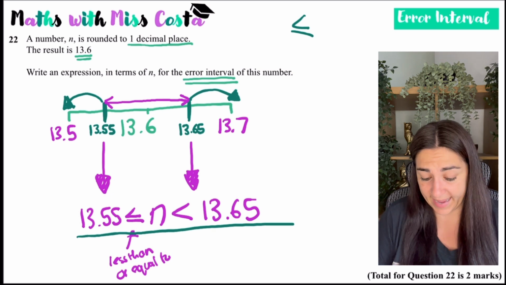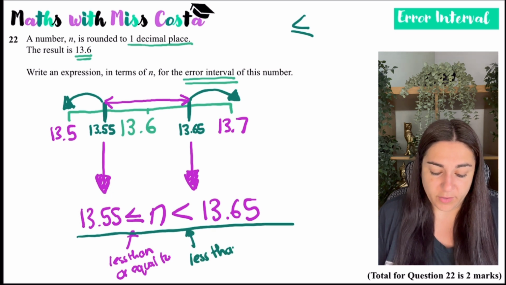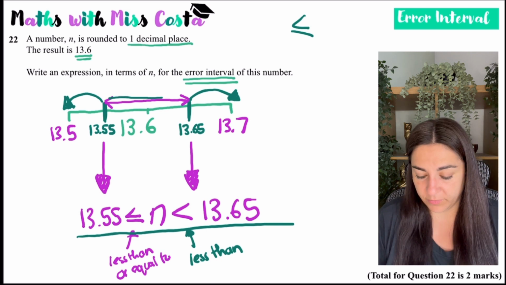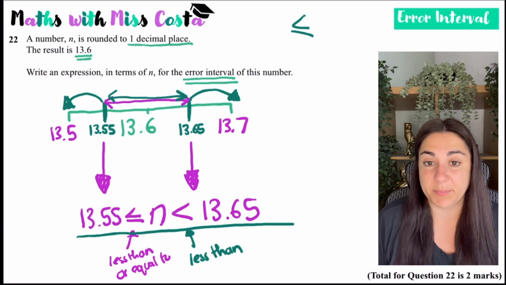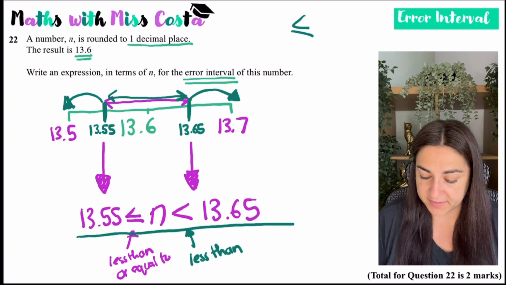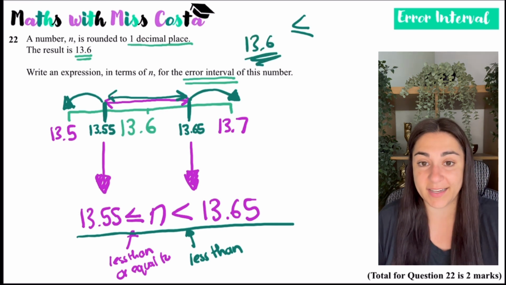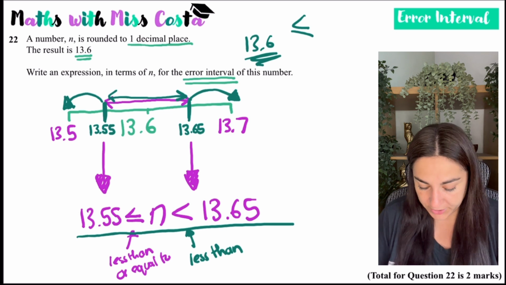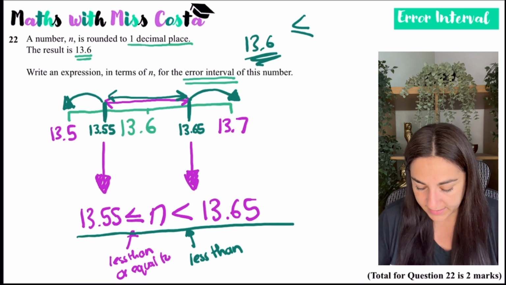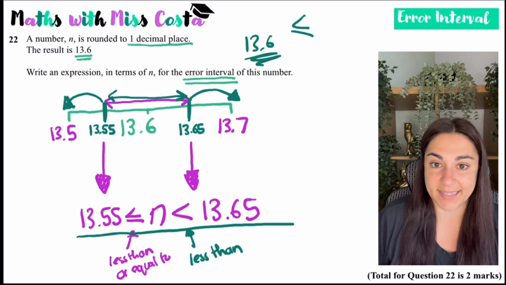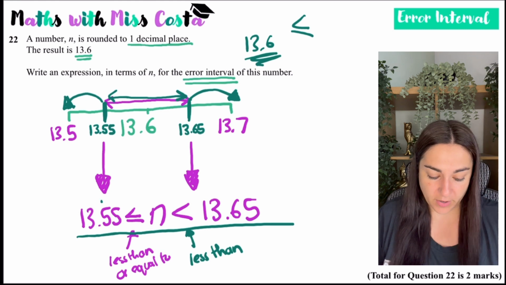So by having this one be less than or equal to, but here just less than, it includes every possible number, because the reality is they've done something. The result is 13.6 after it's been rounded. So actually the number could be 13.57. That would still round to 13.6, or it could be 13.63. We don't know what it is. We just know that it has to be in between 13.55 and 13.65. So that's how we do our error interval.